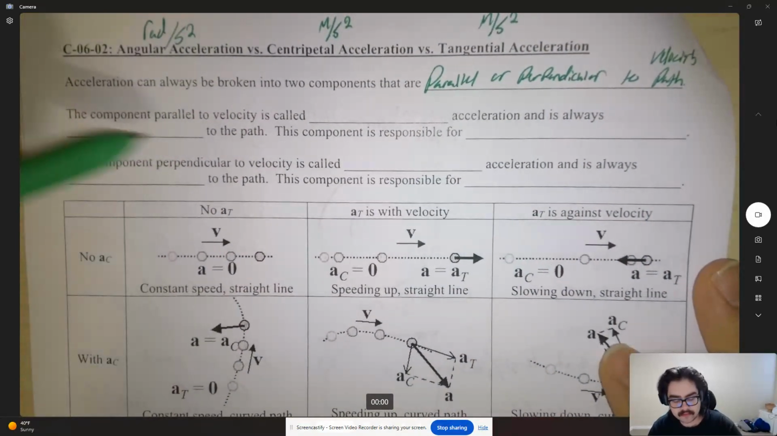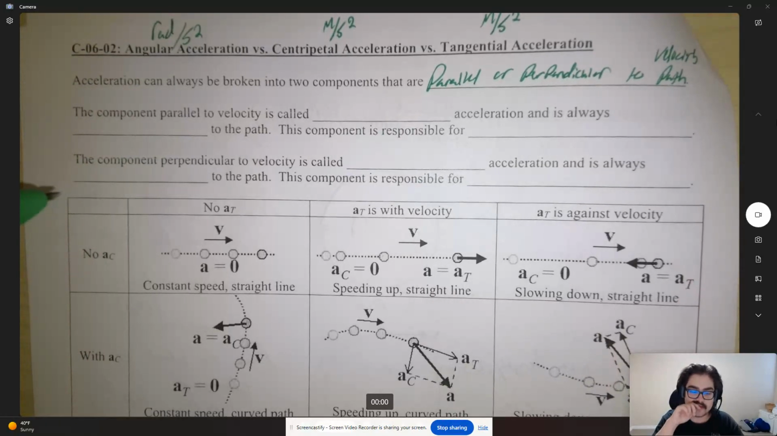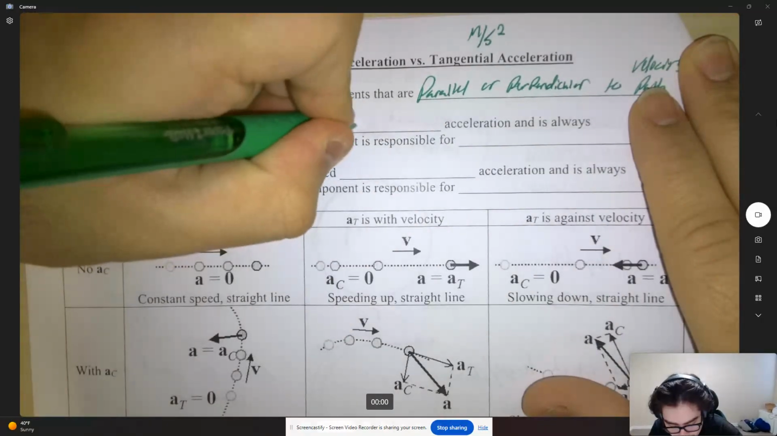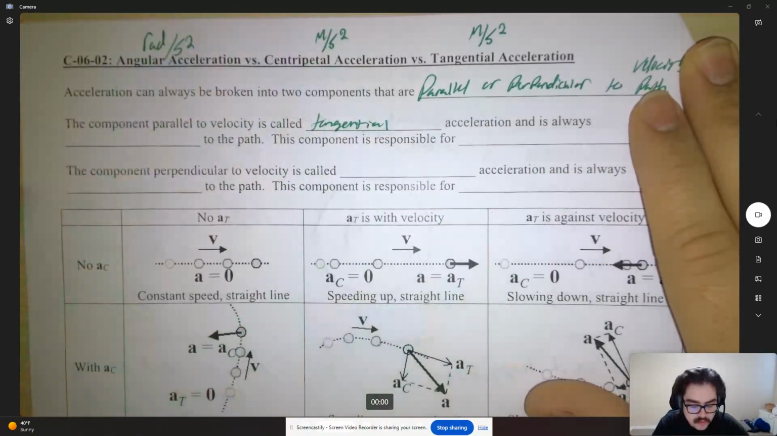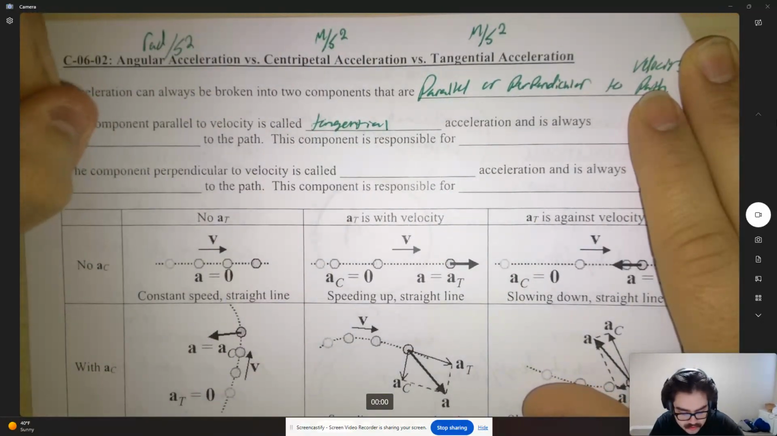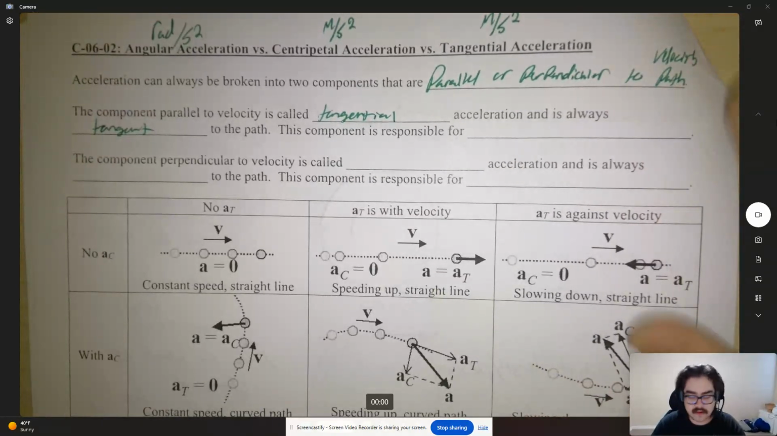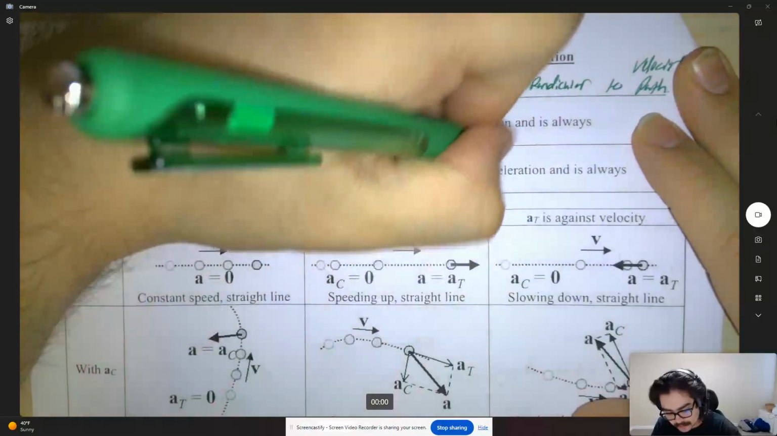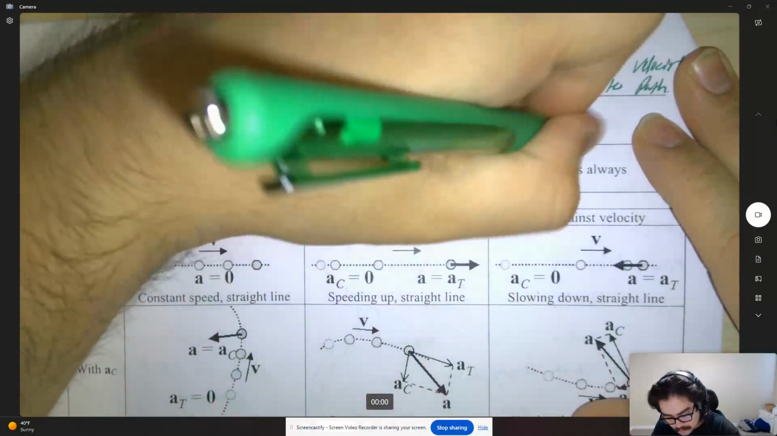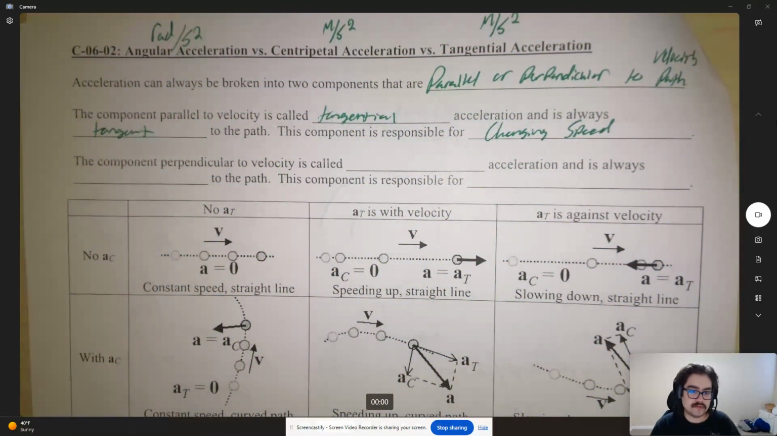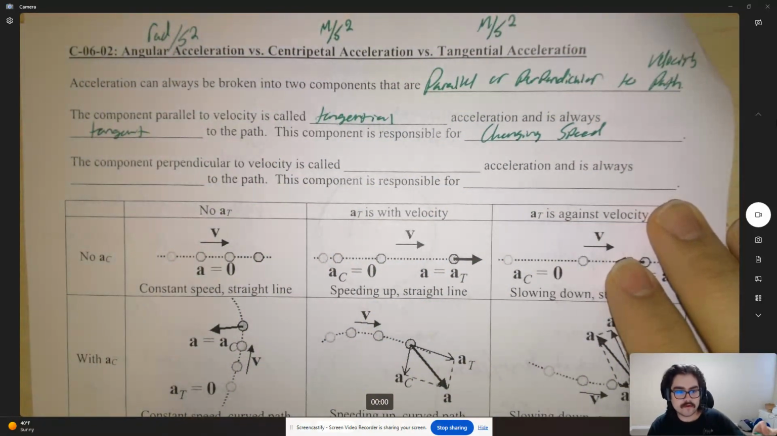The component that's parallel to the velocity, so this would usually point with or directly against the velocity, we call it tangential, okay? And it is always a tangent to the path. That's why we call it tangential, right? This component is responsible for changing speed. So think of it like the gas or the brake pedal in your car. Okay, if you go around a corner, if you go around a circle, this is like the gas or the brake pedal of the car.